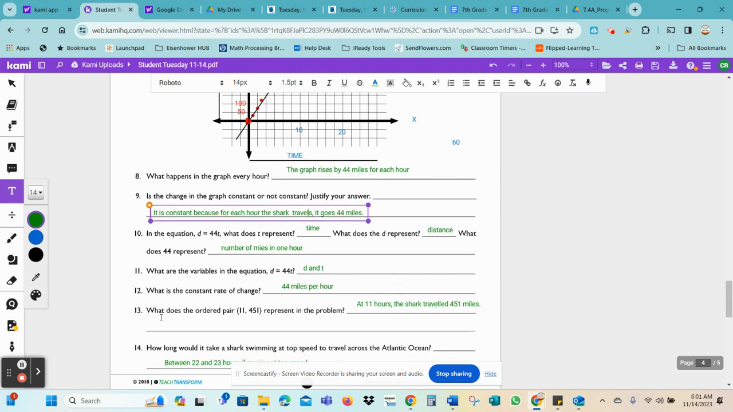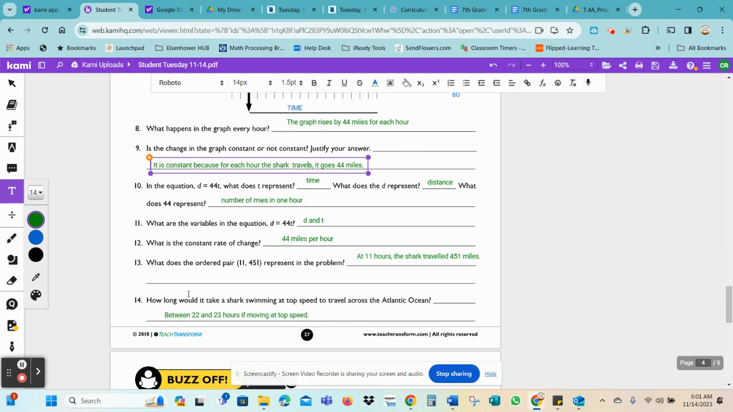44 miles per hour. What does the ordered pair 11, 451 represent? In 11 hours, the shark will travel 451 miles. In 14, how long will it take a shark to swim at top speed to travel across the Atlantic Ocean? Between 22 and 23 hours of moving at top speed.